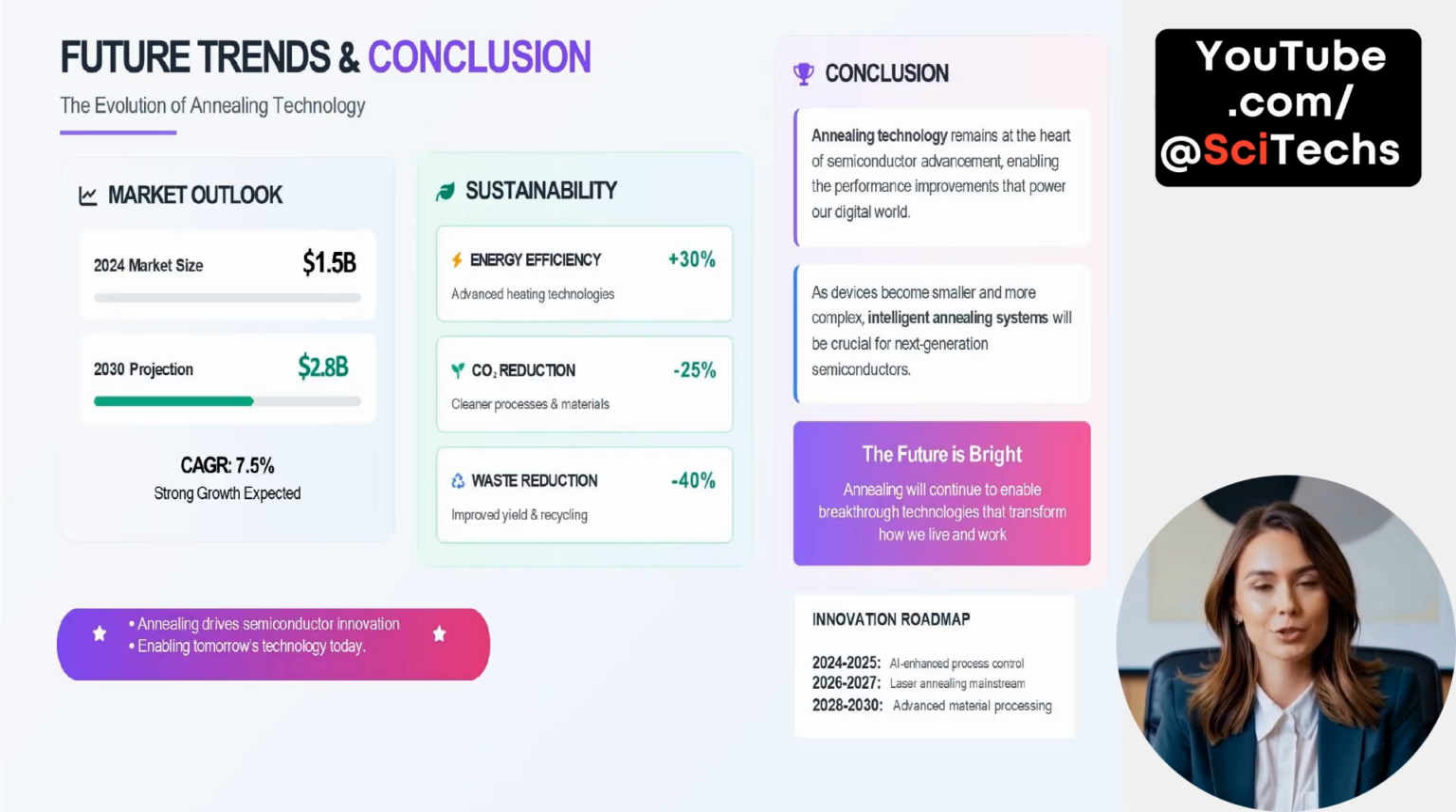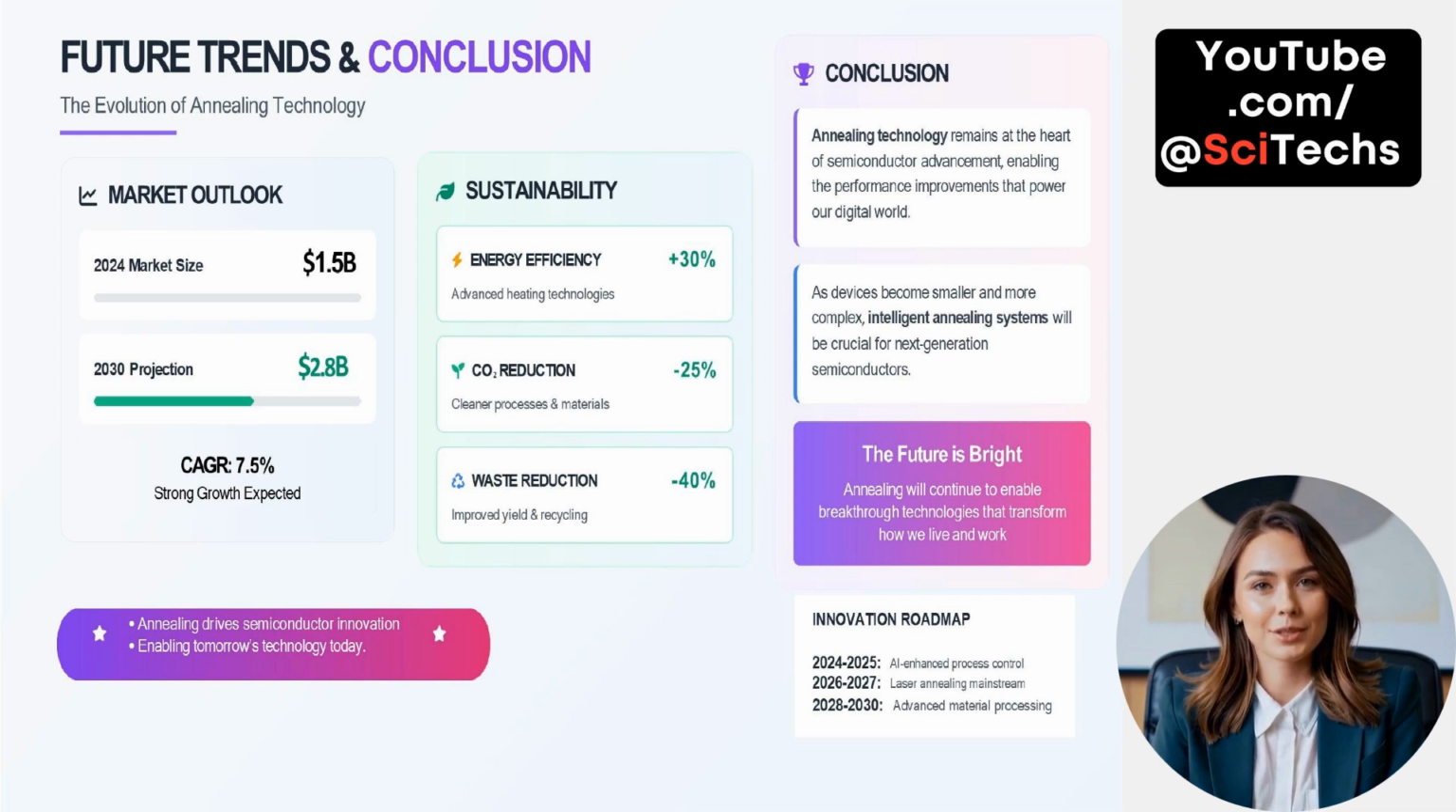Future trends and conclusion: growth, sustainability, and innovation. The future of annealing technology is marked by strong growth, greater sustainability, and advanced innovation. The market size is projected to rise from $1.5 billion in 2024 to $2.8 billion by 2030, reflecting a robust compound annual growth rate of 7.5%. This signals strong industry confidence in the continued importance of annealing.